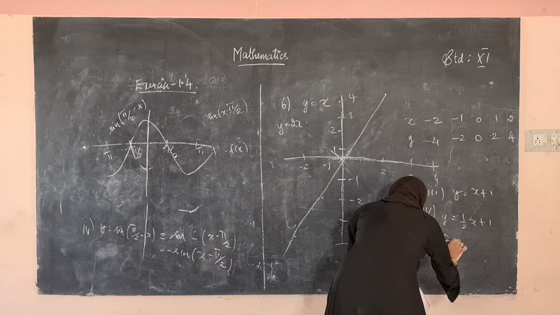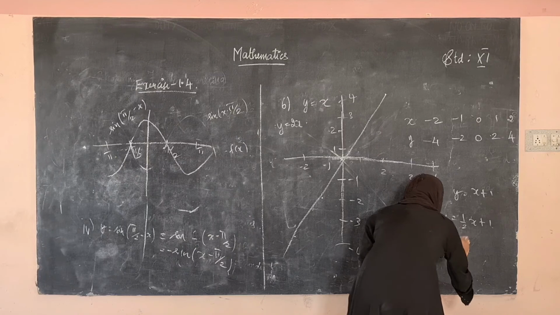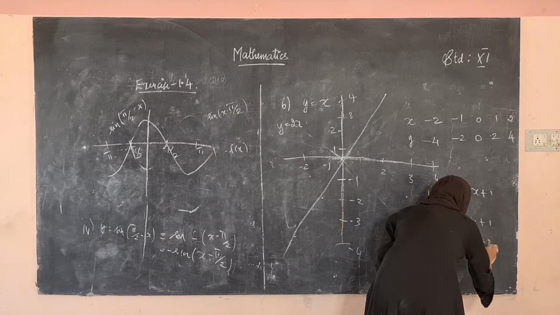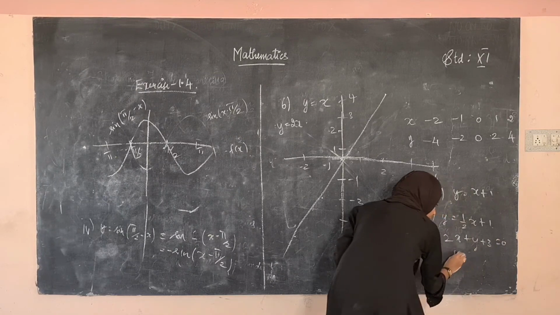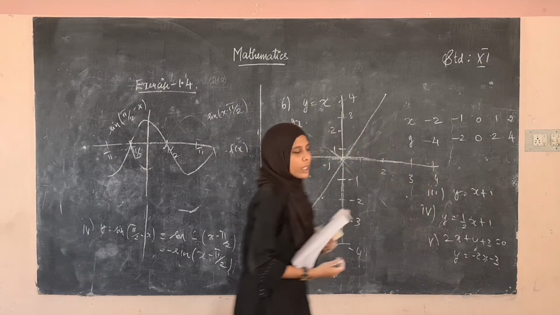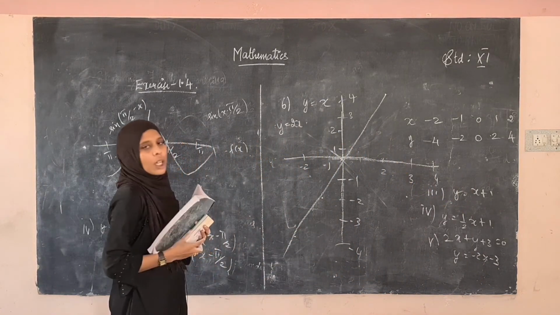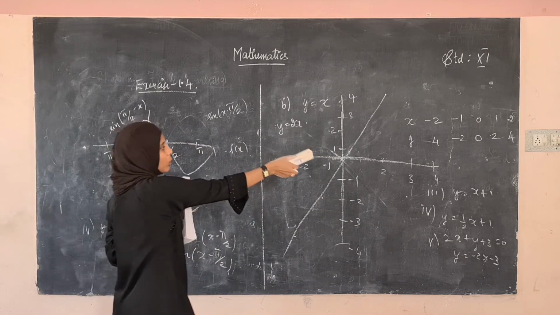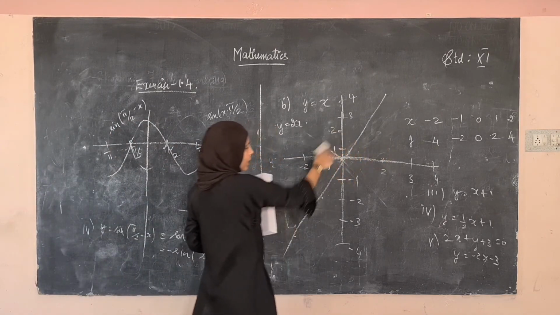And the fifth one is 2x plus y plus 3 is equal to 0. Here we can write it as y is equal to -2x minus 3. You have to take it like this. Okay, these 3 are the assignment for you. You have to find the points like this and mark them in the graph.